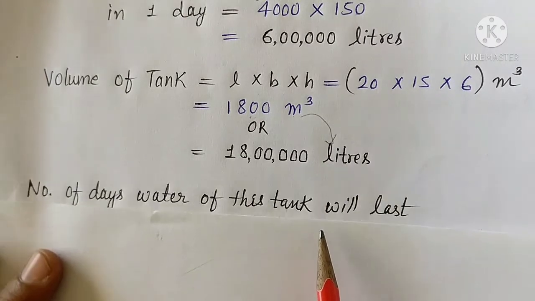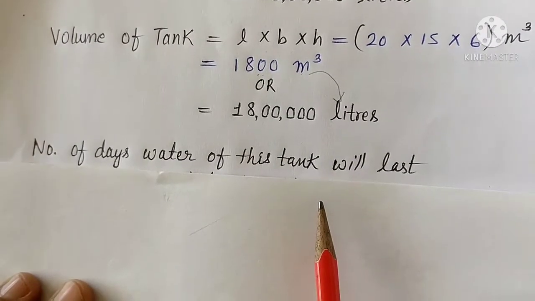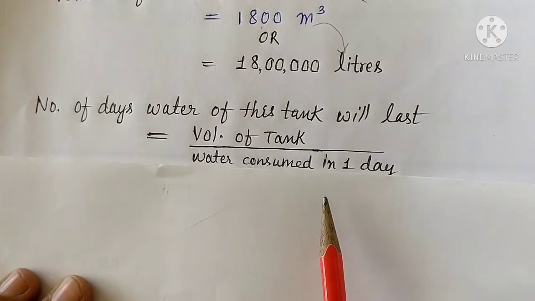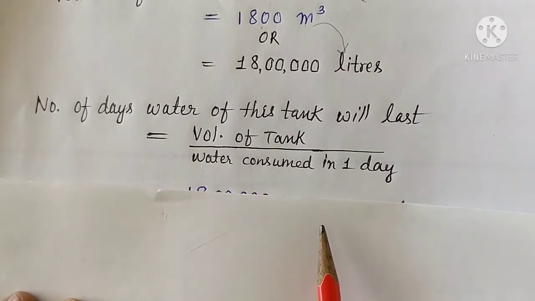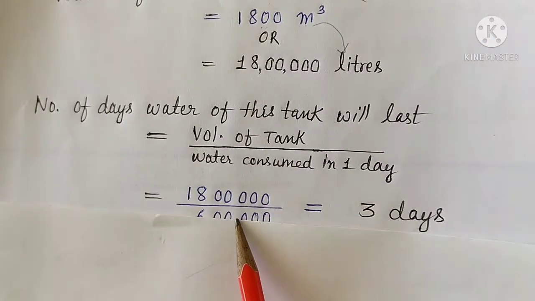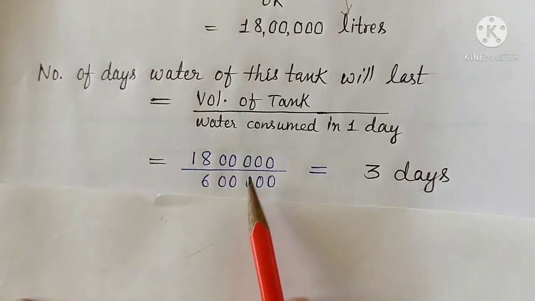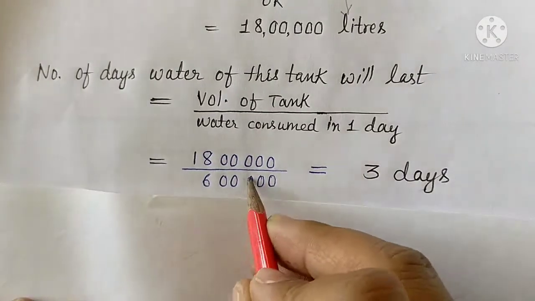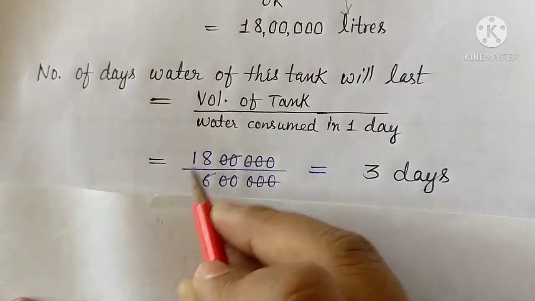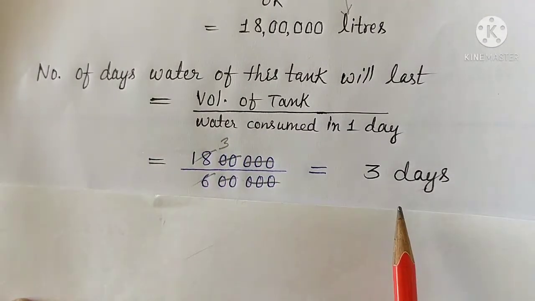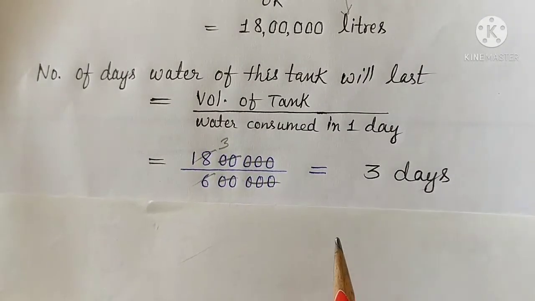Now we have to find the number of days. The number of days the water of this tank will last equals the volume of the tank divided by the water consumed in one day. So the volume of the tank came 18 lakh, divided by 6 lakh water consumed in one day. When we cut this, 6 3s are 18. So it means 3 days. It means the water of that tank will last for 3 days.